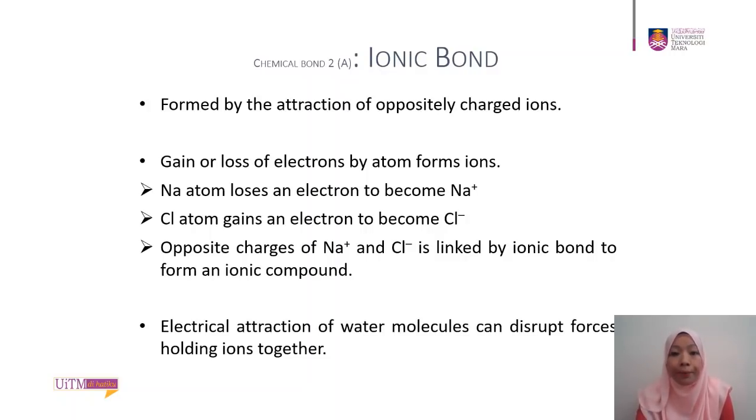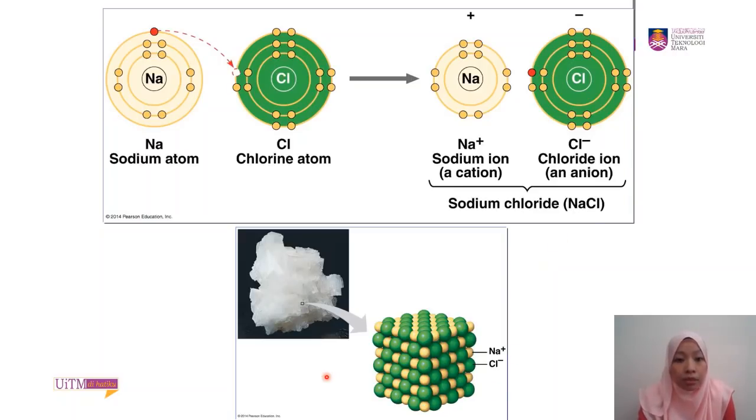Okay, so let's look at this one. This is the sodium atom. You can see how the sodium atom loses an electron, so it becomes positively charged, a sodium ion, Na+. And in this one, you can see the chlorine atom receives an electron, so it becomes negatively charged, a chloride ion. So when these two form the ionic bond, it becomes sodium chloride, okay.